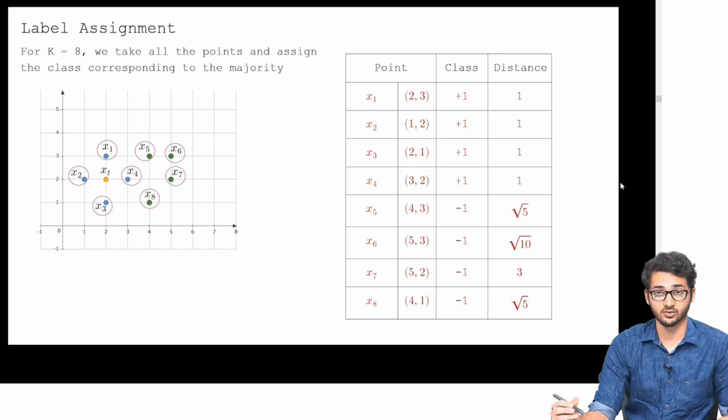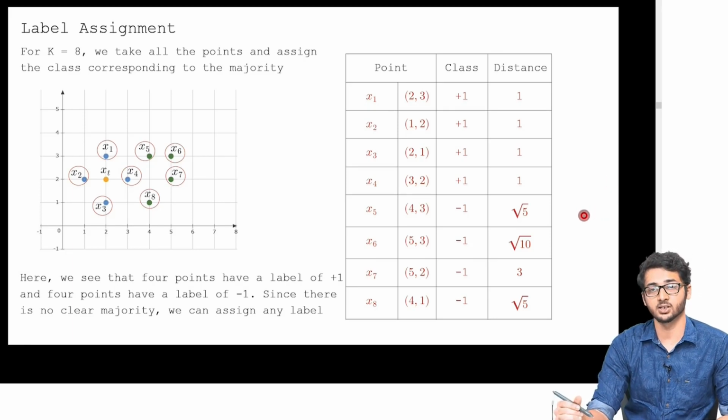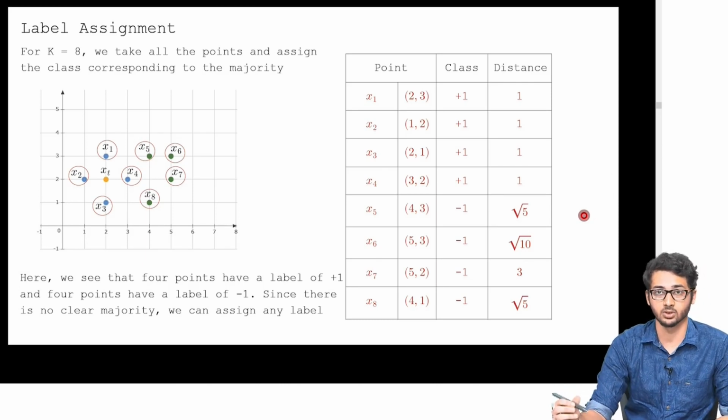However, if we consider the case of k equal to 8, all the points in the data set end up being its nearest neighbors, and if we were to assign the label corresponding to the majority, we see that 4 points have a label of +1 and 4 points have a label of -1. So here we cannot definitively assign a label to the test point.